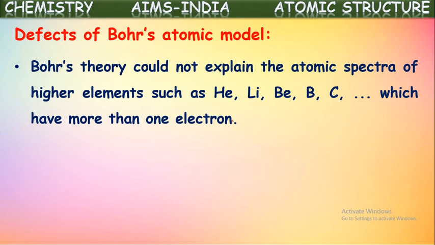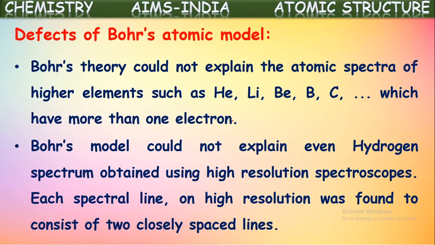Bohr's theory is limited only to single electron species like hydrogen and hydrogen-like ions: He plus, Li plus 2, Be plus 3. For single electron species only it is applied. For multi-electron systems, Bohr's theory is not applied, and the atomic spectra of these elements could not be explained by Bohr's theory.